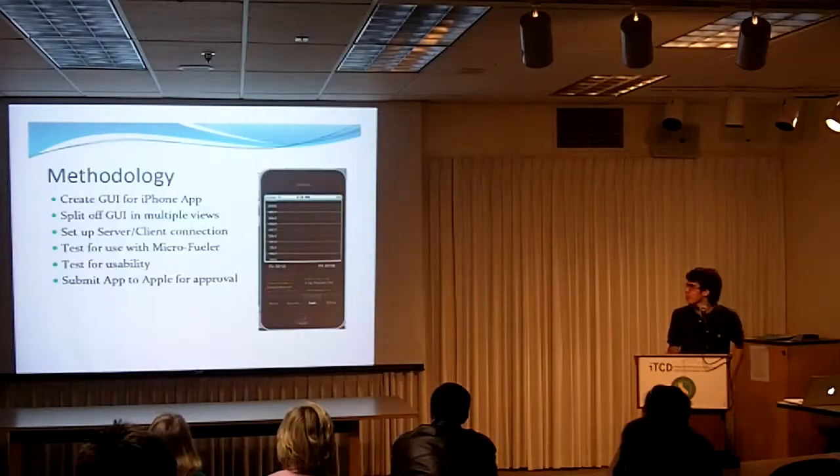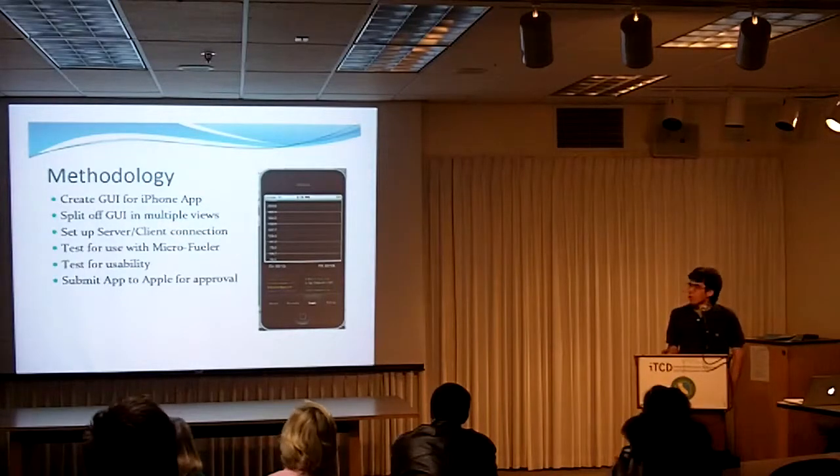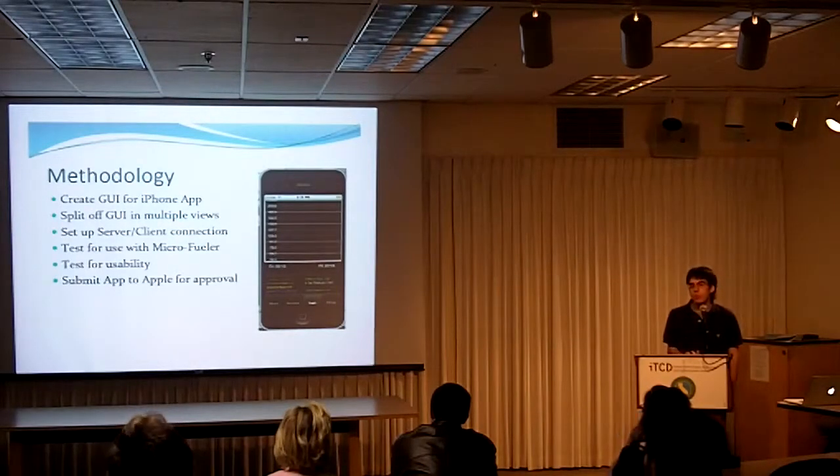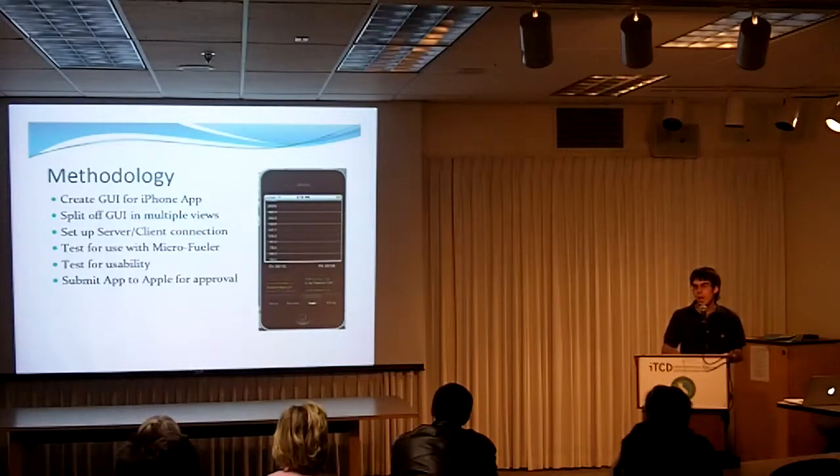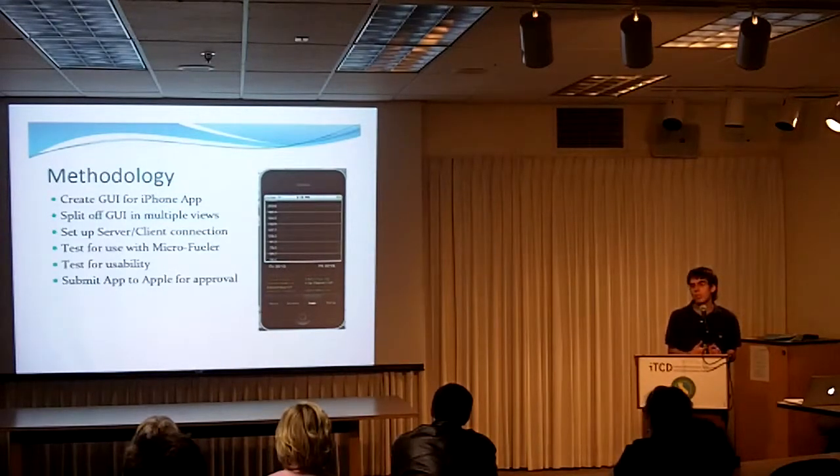There's a lot. My methodology was to create one view primarily for connecting to the microfueler. Not so much connecting, but more just typing in the IP address and sending servers directly to the iPhone. And four more views: one for temperatures, one for a graph, one for settings, and one specifically for a message box or system view where you can start and stop the microfueler.